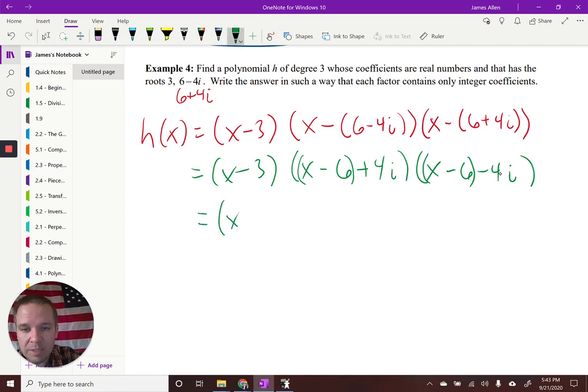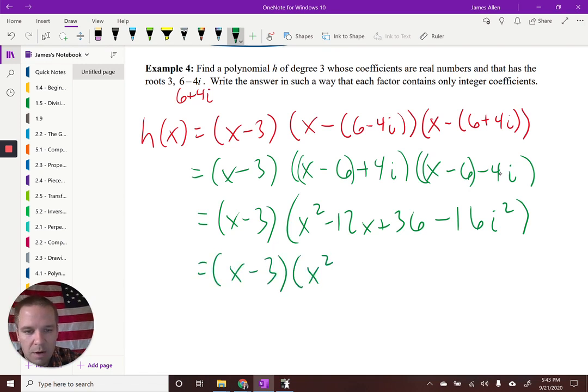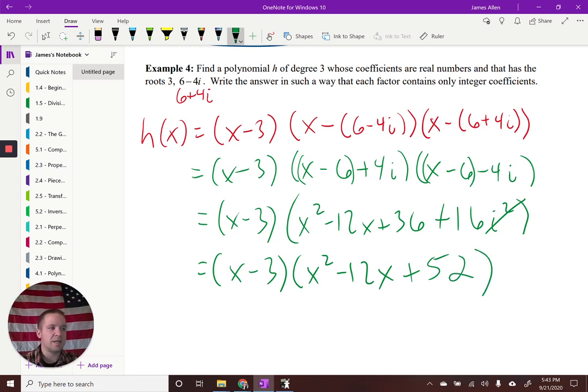So I'm going to have x minus 3 still, and then in my next one, I'm going to have x minus 6 times x minus 6, so that's x squared minus 12x plus 36. And then I'm going to have negative 16i squared. We're almost there. And I'll have x minus 3 times x squared minus 12x. And this one right here is going to become positive 16. So if I add those two together, what do I get there? 52. Wonderful. Fantastic. Excellent. I love it. That looks good to me.